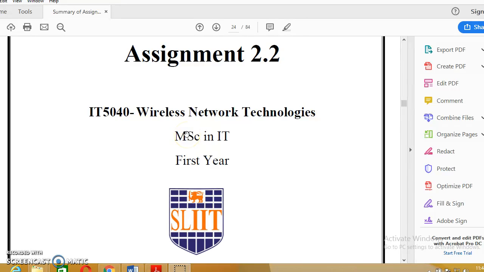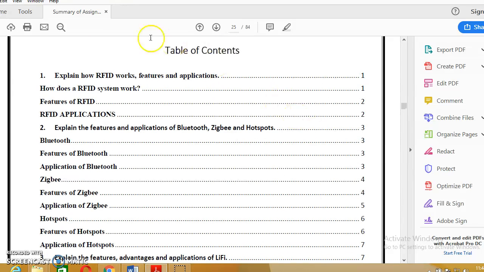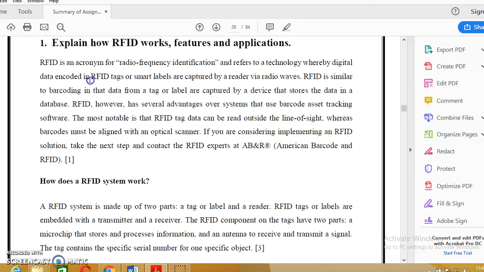Assignment 2.2. Now we are going to look at assignment number 2.2. Question number 1: Explain how RFID works, its features and application. Right? How RFID works.